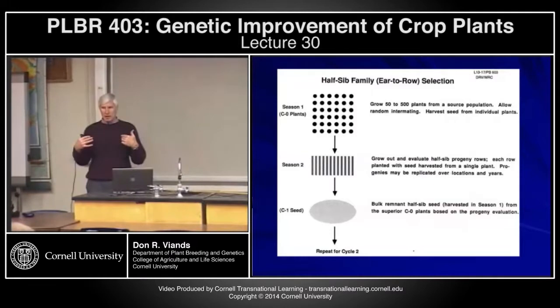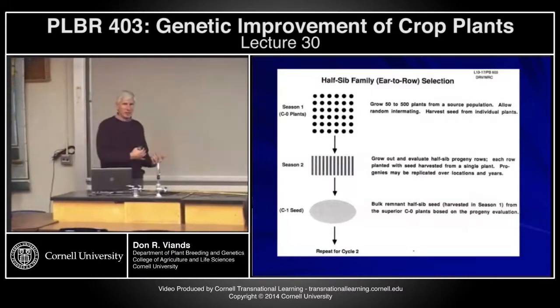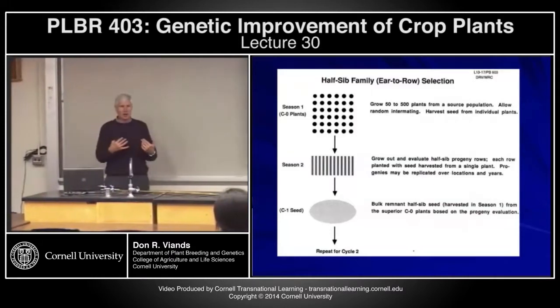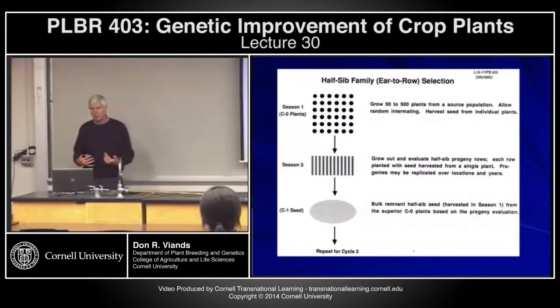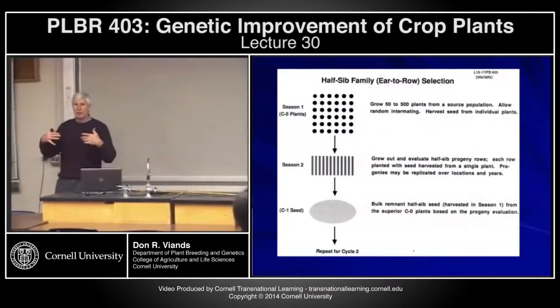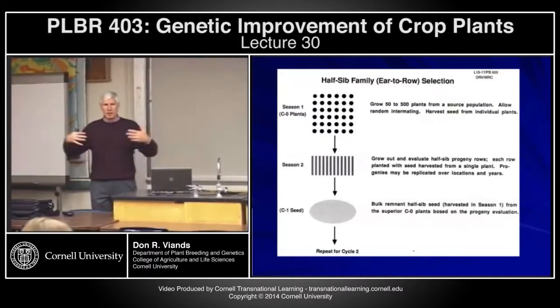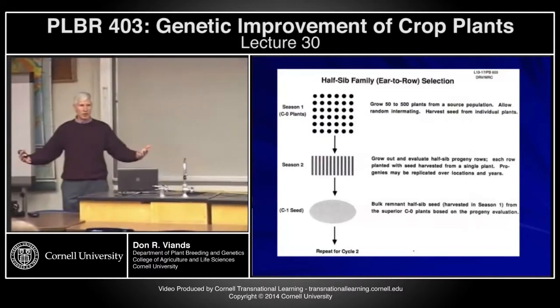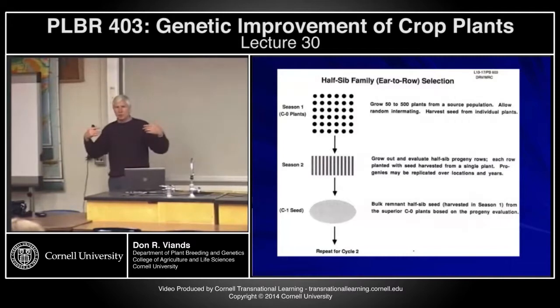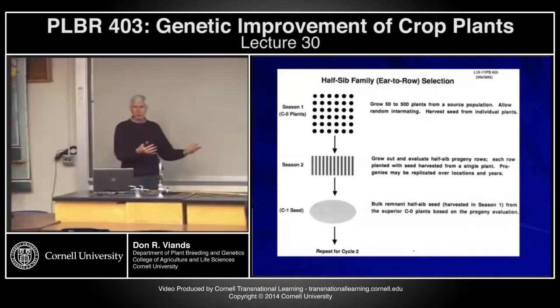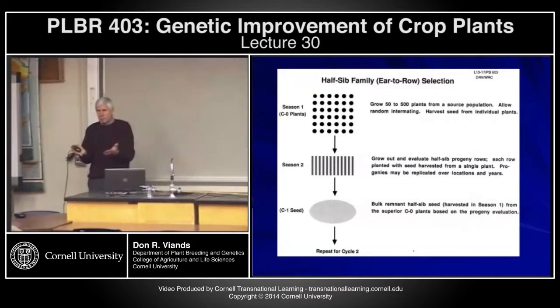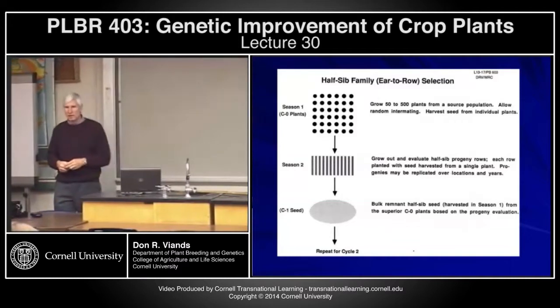came from. Now, being an annual plant, the parent plant's not around any longer by the time you've done the evaluation in season 2. So what you need to do is take remnant seed, just some seed of each half-sib progeny that you've kept in seed storage somewhere in individual packages. You'll just take the remnant seed of those superior half-sib progenies and bulk those to become your cycle 1 seed.